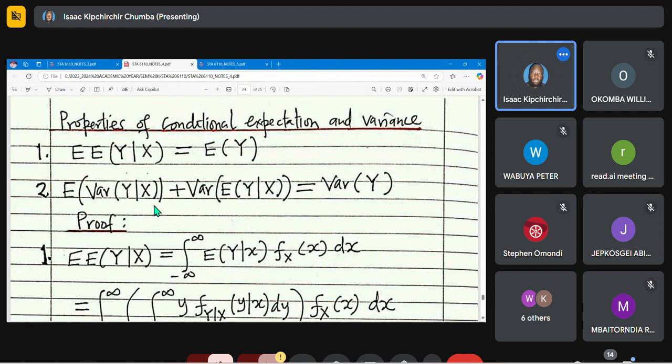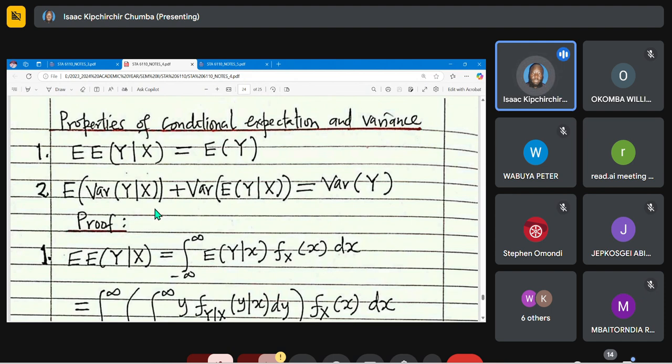Together with these properties of conditional expectation and variance. The first one says the expected value of Y given X is the expected value of Y. So let us look at that first. Let us not even talk about the second one. The first one says expected of Y given X is expected of Y.